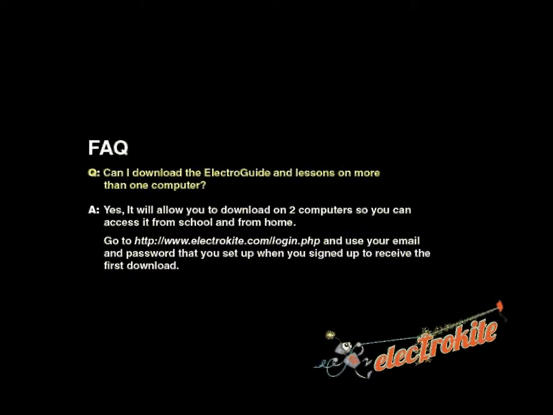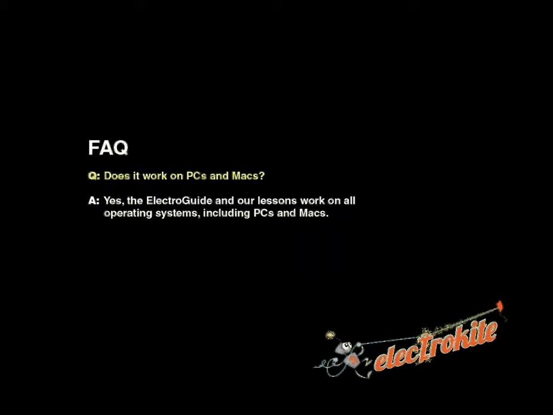Can I download the ElectraGuide and lessons on more than one computer? Yes, it will allow you to download on 2 computers, so you can access it from school and from home. Go to electrakite.com/login and use your email and password that you set up when you signed up to receive the first download.